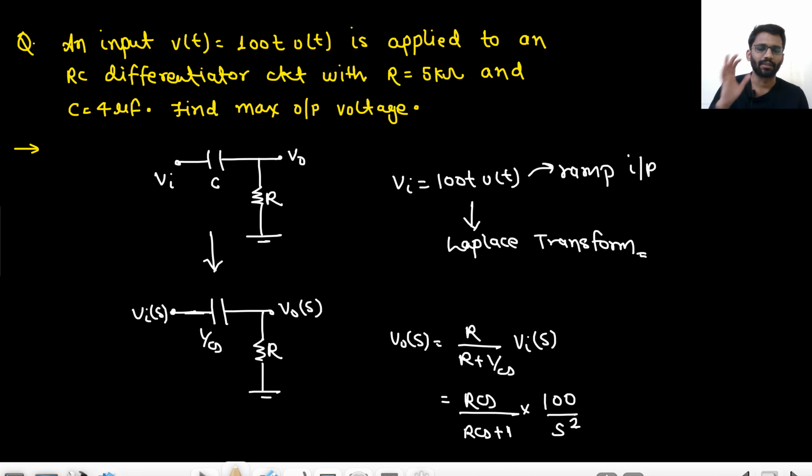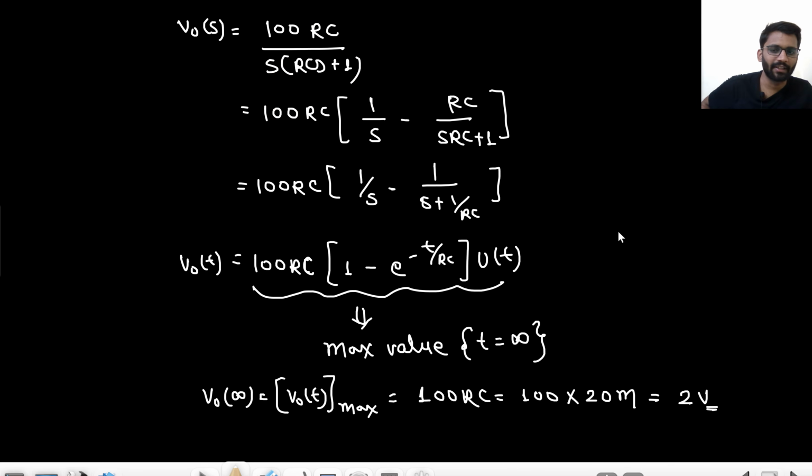So this is the question. What did we do? First we need to know what the RC differentiator circuit is, that is CR. Now the input applied is a ramp, not a step. If it was a step, we could have written the output expression with just one equation, V infinity plus V0 minus V infinity e to the power minus t upon tau. But here we have to apply the Laplace transform and then we get the final expression. Now we know the final expression, so we can write the maximum value as well, that is 2 volt.